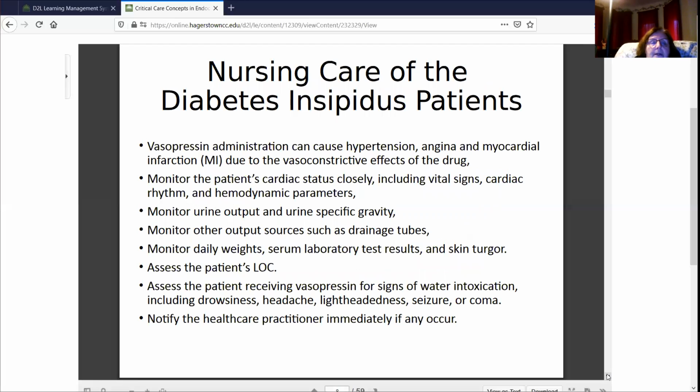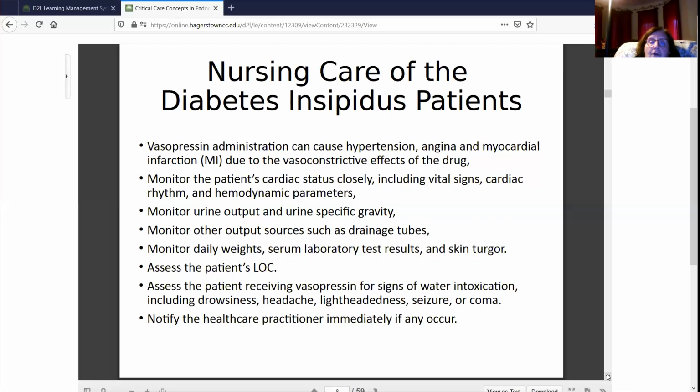So, excuse me, vasopressin administration can cause hypertension, angina, and myocardial infarction due to vasoconstrictive effects of the drug, okay? Monitor the patient's cardiac status closely, including vital signs, cardiac rhythm, and hemodynamic parameters. Monitor urine output and urine-specific gravity. Monitor other output sources such as drainage tubes. Monitor daily weights, serum laboratory test results, and skin turgor. Assess the patient's level of consciousness.